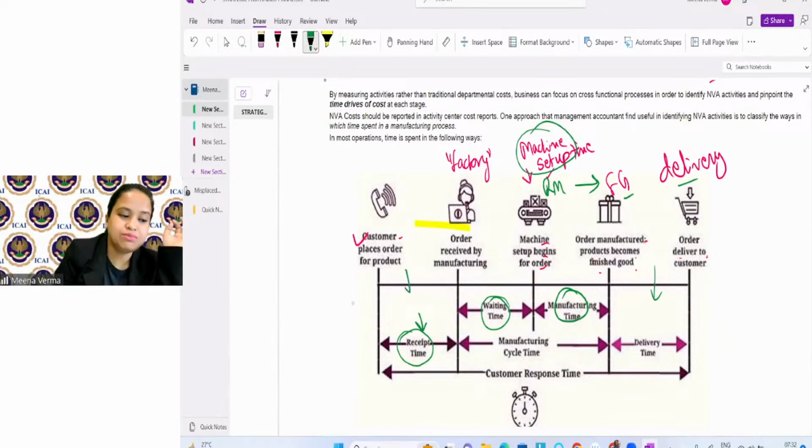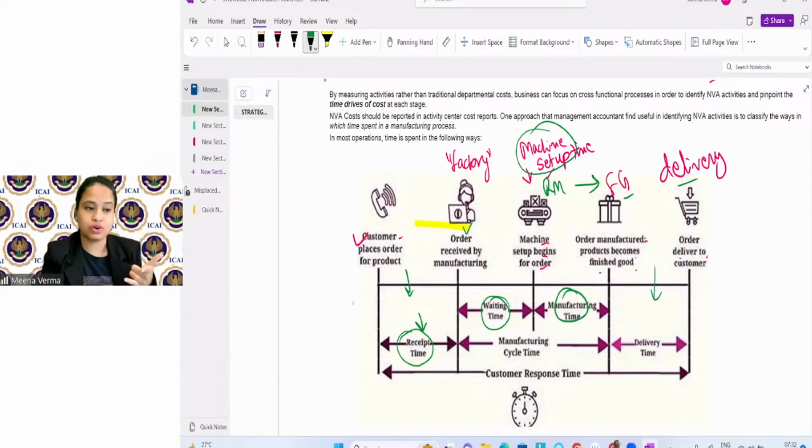Receipt time means the time within which the manufacturer receives the order from the customer, before he starts the production. And here, what is manufacturing cycle time? Machine setup time and conversion of raw material to final good, the manufacturing time. It will be the manufacturing cycle time. The waiting time, which is the machine setup time here, and the manufacturing time, converting the raw material into final good, will come under manufacturing cycle time.